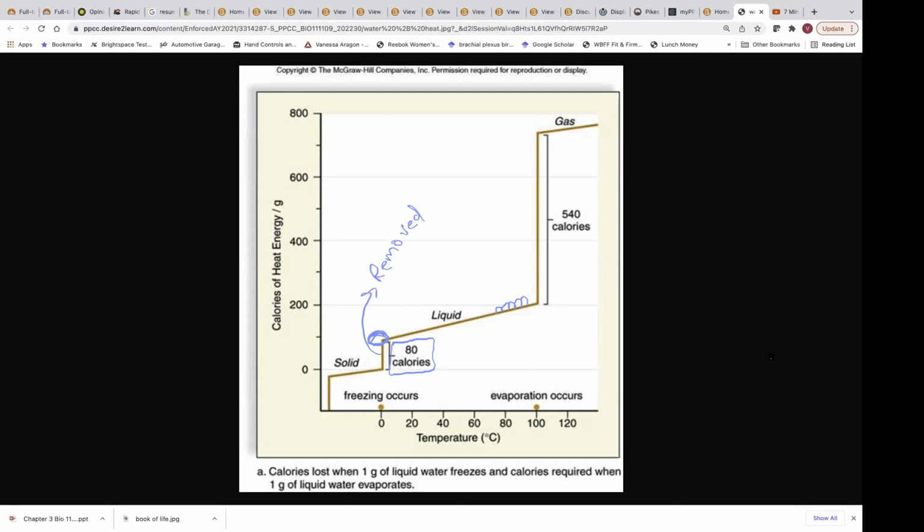I'm doing the best I can here, guys. So that is basically when your water is going to freeze. And we're going to talk about that next phenomenon here next. So go ahead and take a screenshot. And by the way, that's 80 calories of energy per gram of water in order to freeze liquid water into ice. Okay, let's go ahead and stop share.